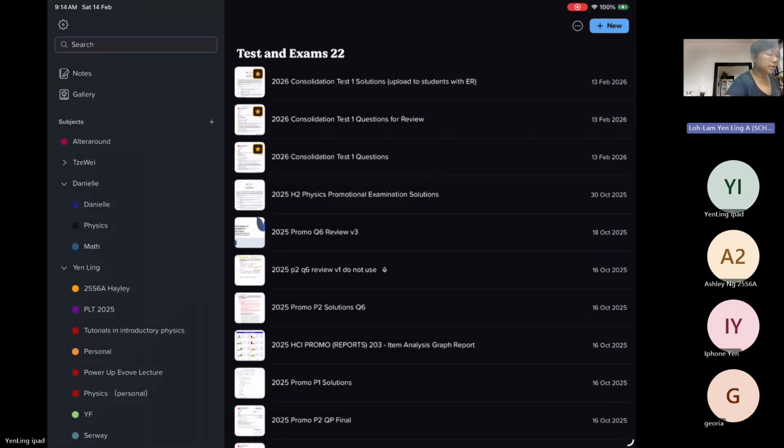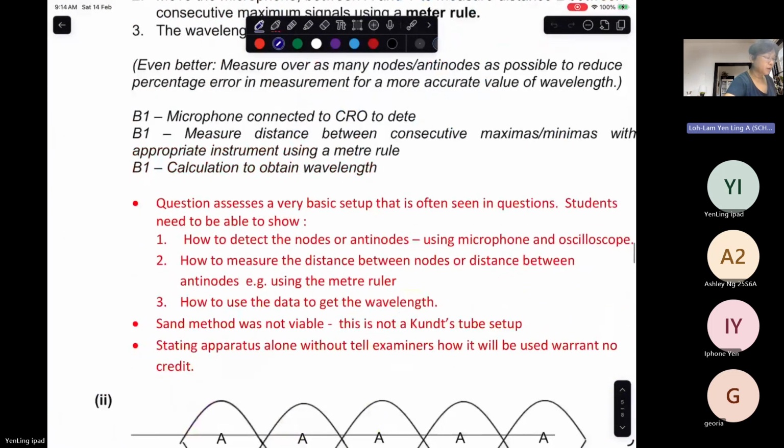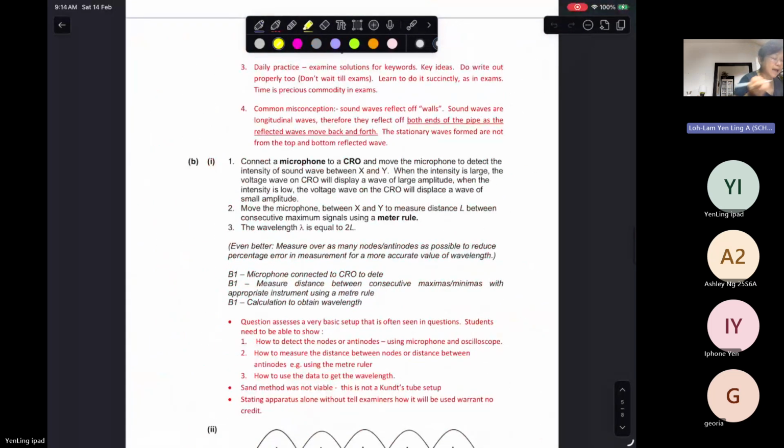If you look at the solution, that's where the key ideas are. Using a microphone connected to the CRO, how are you going to detect the antinodes? Detect the points of large intensity. And how do I know where the antinodes are? When the intensity is large, the voltage wave will display a wave of large amplitude. Or if you want nodes, when the intensity is low, the voltage wave on the CRO will display a wave of small amplitude. Then you need to tell me that now I know where the positions of the antinodes or nodes are.